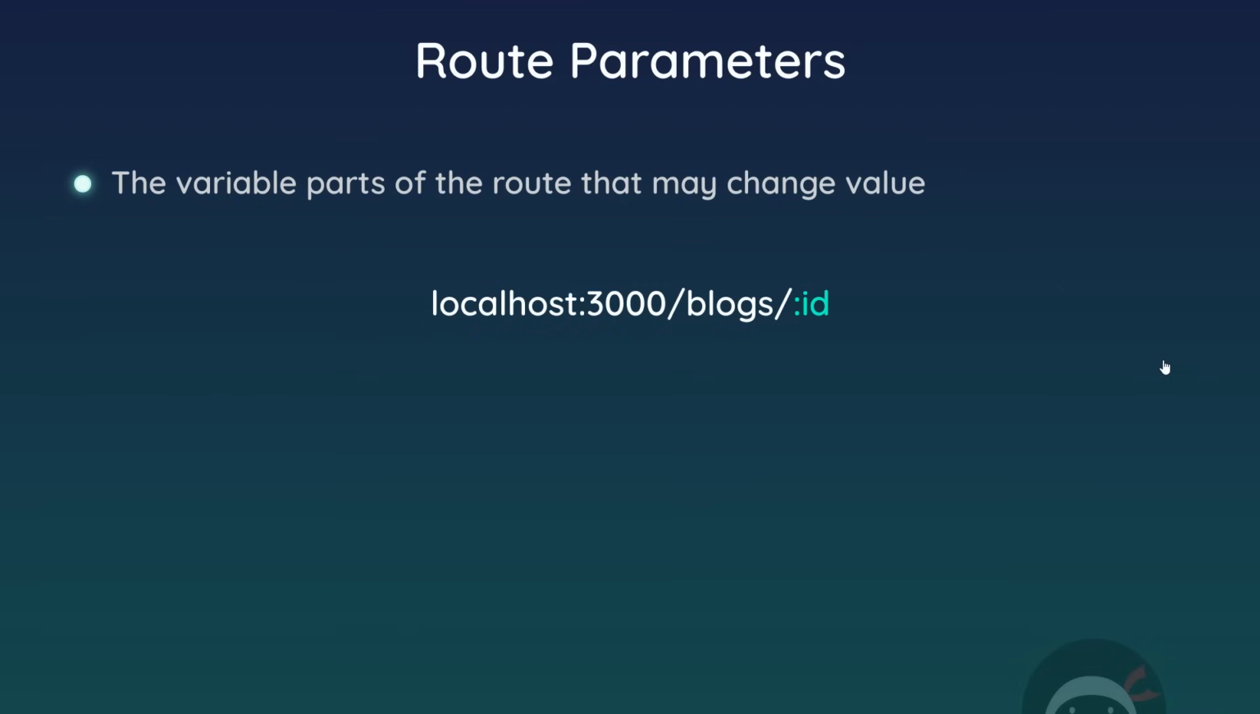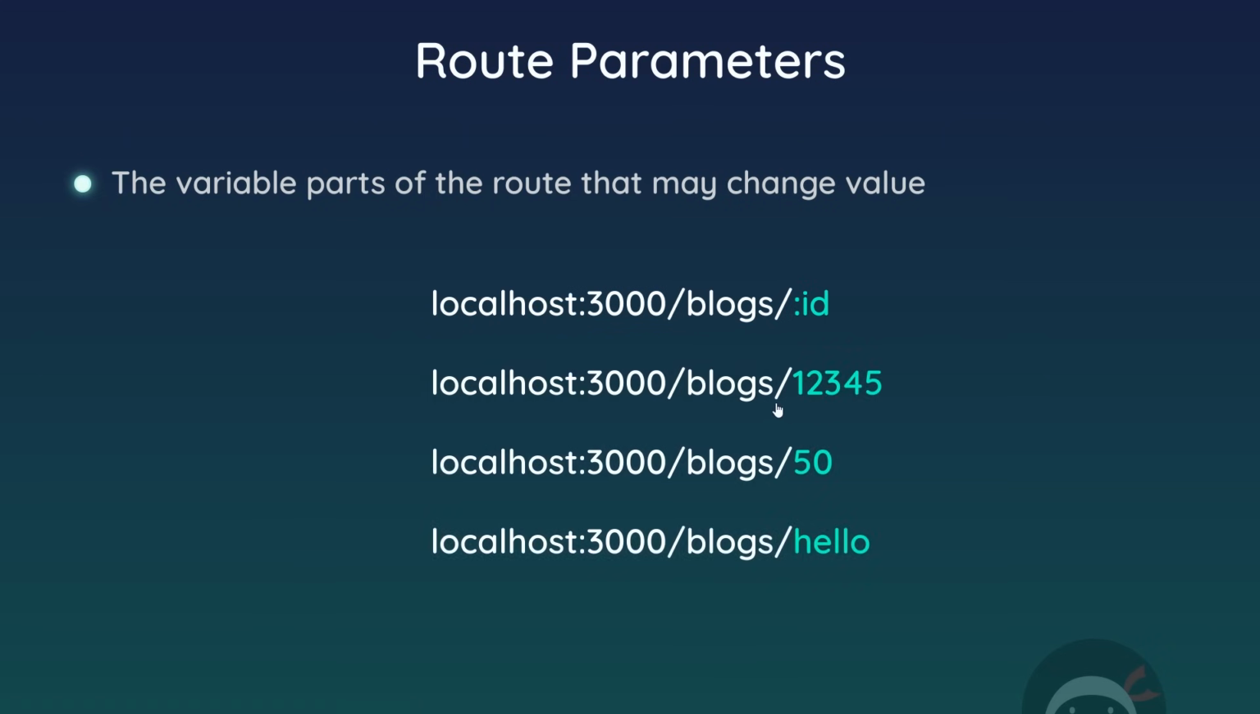So then, what are route parameters? Well, route parameters are the parts of a route that are variable or could change. In this route, for example, this part in green, the ID would be variable and it could change dependent on the blog that we want to get. So for example, we could go to /blogs/12345, and this right here would be the route parameter, or /50, and this would be the route parameter. It could even be /hello. It doesn't have to be a number. We're not setting up rules. We're saying here that this part of the route is changeable. It's like a variable that a user types in.